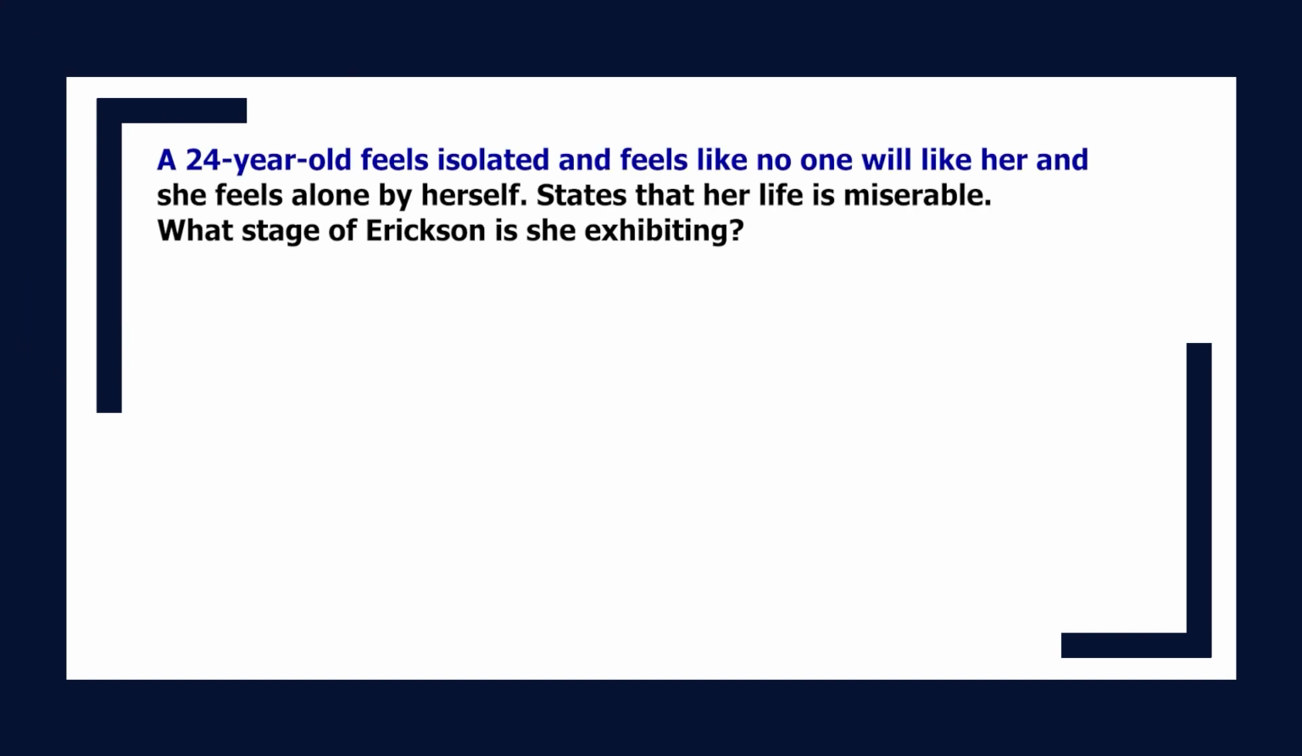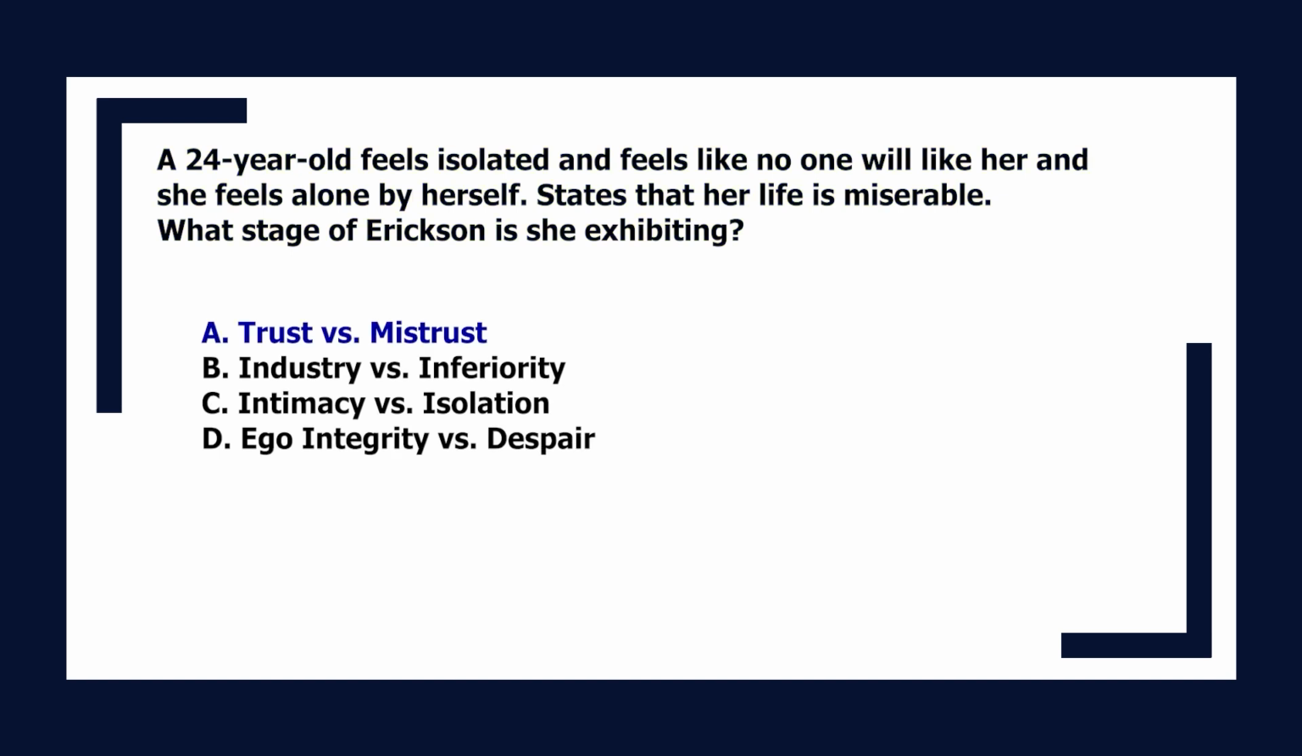A 24-year-old feels isolated and feels like no one will like her, and she feels alone by herself. States that her life is miserable. What stage of Erikson is she exhibiting? A. Trust versus mistrust. B. Industry versus inferiority. C. Intimacy versus isolation. D. Ego integrity versus despair. The answer is C. Intimacy versus isolation.